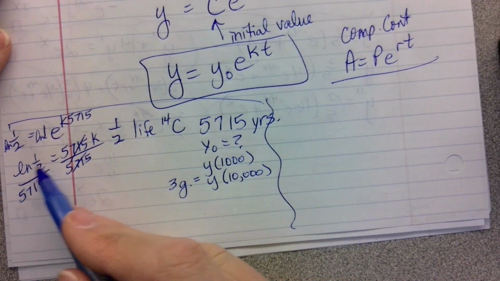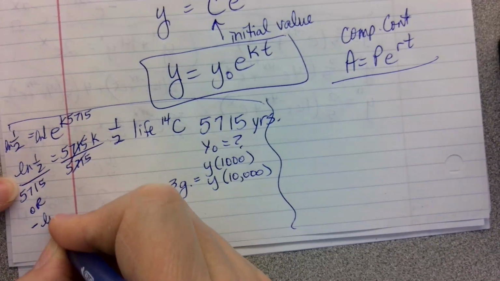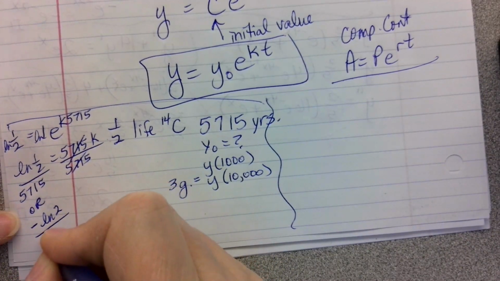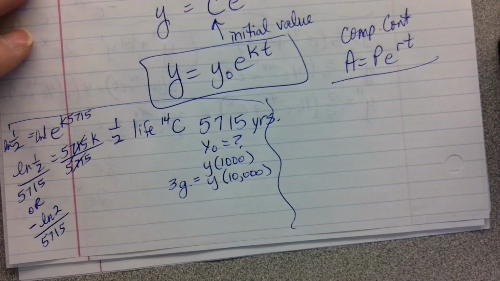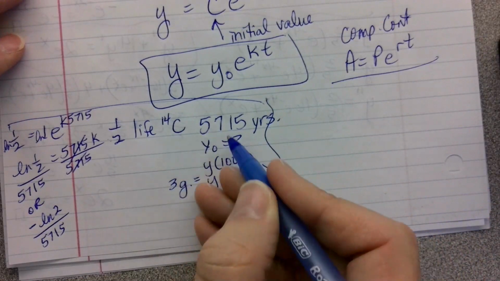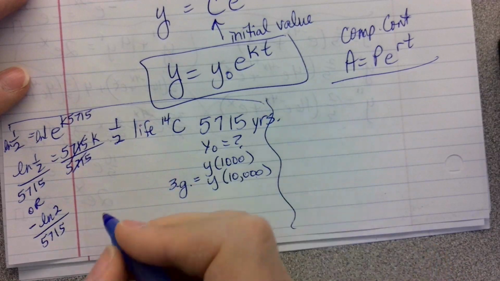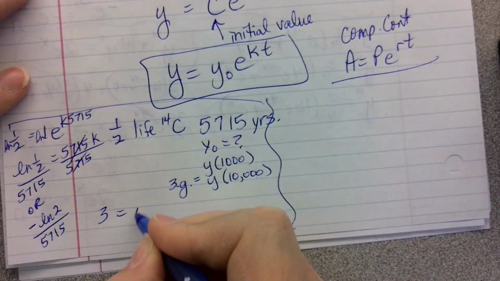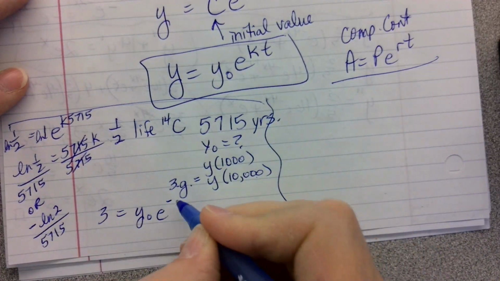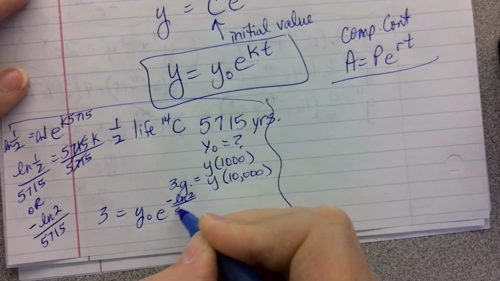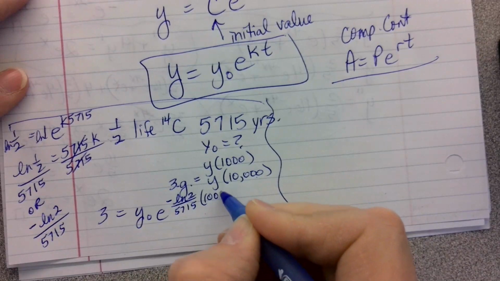Ln of 1/2 is ln of 2 to the negative 1. If we don't want to have a fraction, we could make it negative ln of 2 over 5715. Both of these are the same, right? So then we're just going to take our amount after 10,000 years. We don't know the initial value, but we want it, right? E to the K, whichever version we choose. And the T was 10,000.